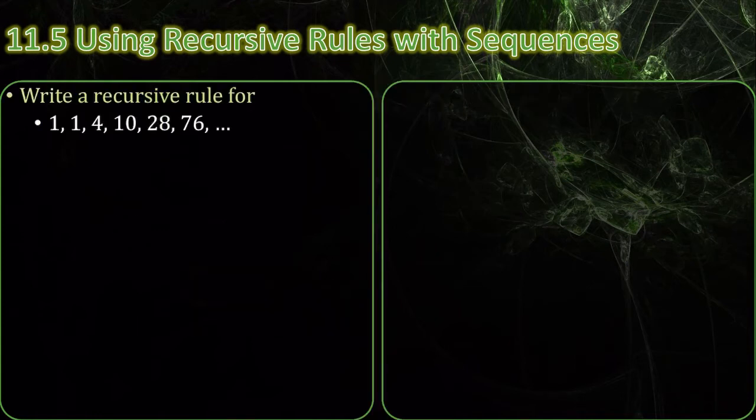All right, let's try writing the recursive rule for this sequence. It doesn't appear to be arithmetic, because for the first time we add 0. It doesn't appear to be geometric, because then it'd be multiplying by 1, so no, it's neither. So we have to figure out what it is. So you kind of look for a pattern.